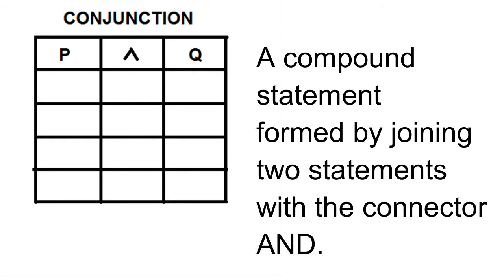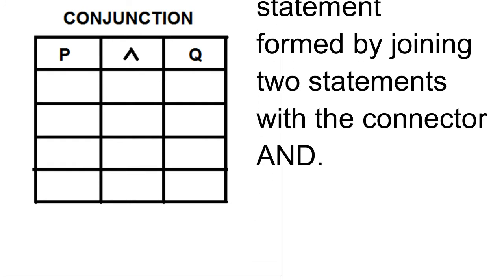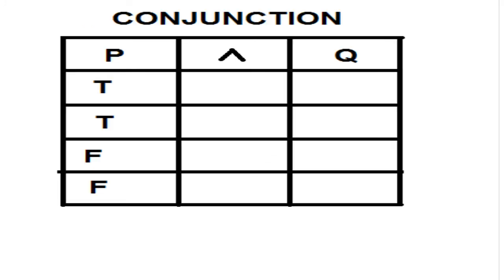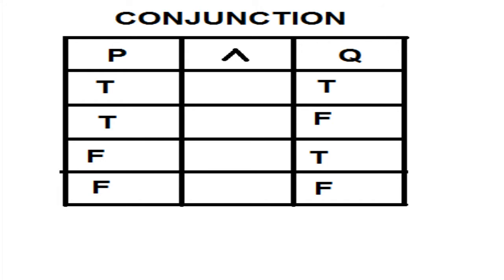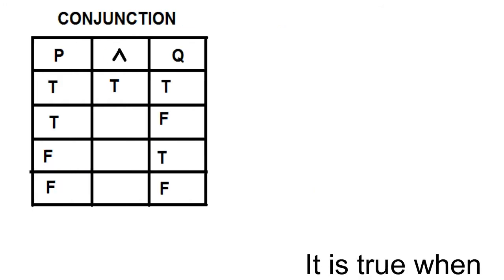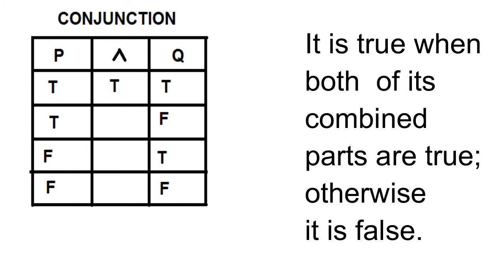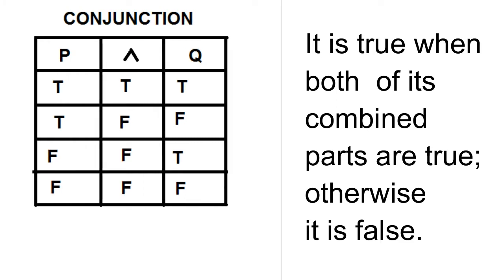Next is conjunction, P and Q. A compound statement formed by joining two statements with a connector and. The possible truth values for P are true, true, false, false, and for Q, true, false, true, false. True and true is true. It is true when both of its combined parts are true, otherwise it is false.